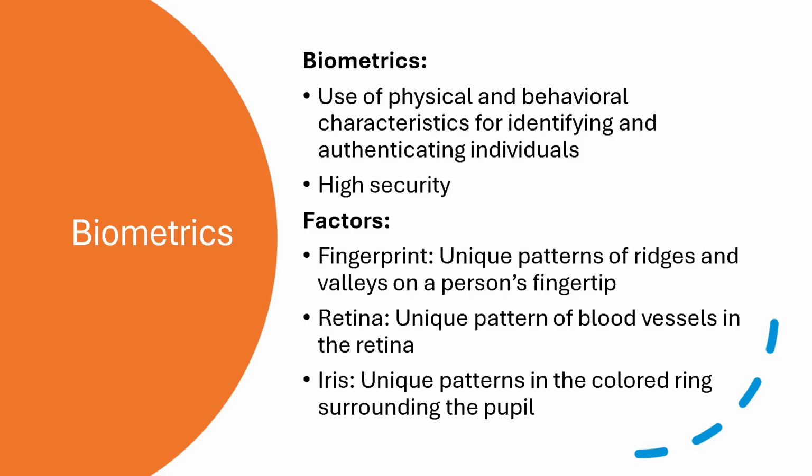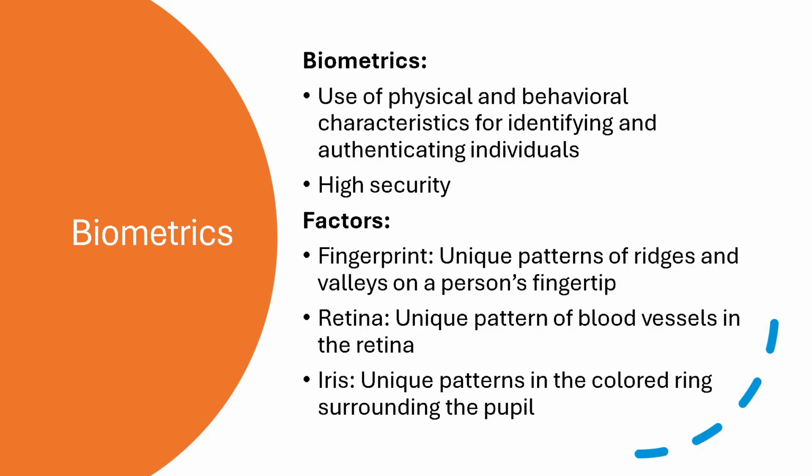Biometrics. Biometrics refer to the use of physical and behavioral characteristics for identifying and authenticating individuals. This method of authentication offers a high level of security as these characteristics are unique to each individual. Now let us talk about the factors used for biometric authentication.